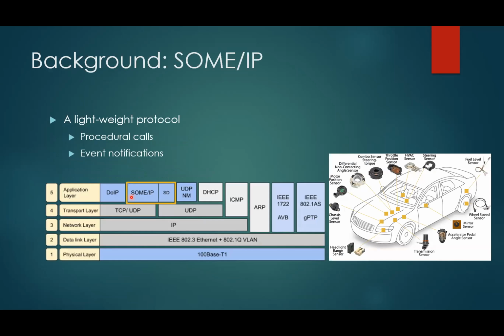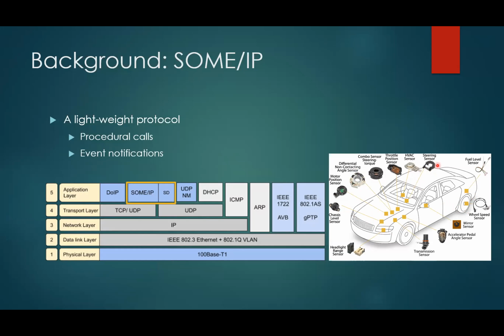So first, let me talk about what SOME/IP is. When you see the title, you may wonder what SOME/IP is. SOME/IP is a lightweight protocol widely used in the automotive industry. Nowadays in our cars, there are a lot of different sensors, and when each of these sensors collects data, they need to communicate with the other sensors to combine the information for further processing.